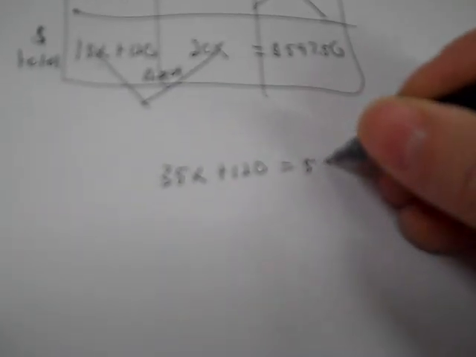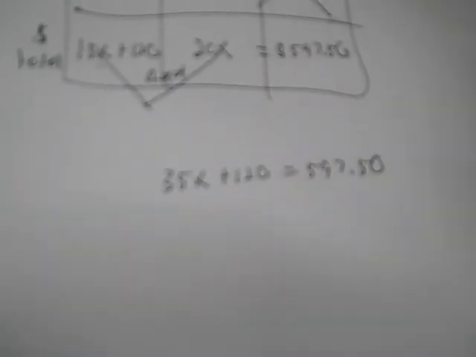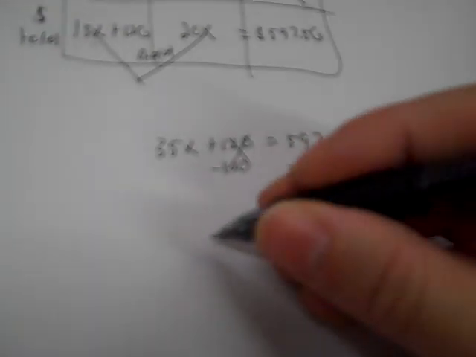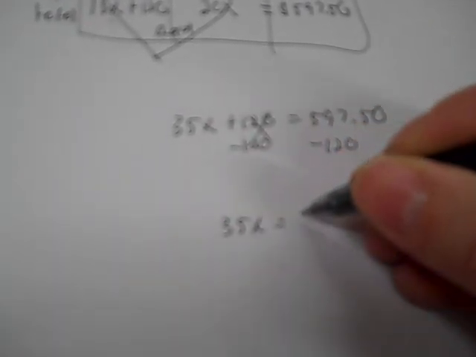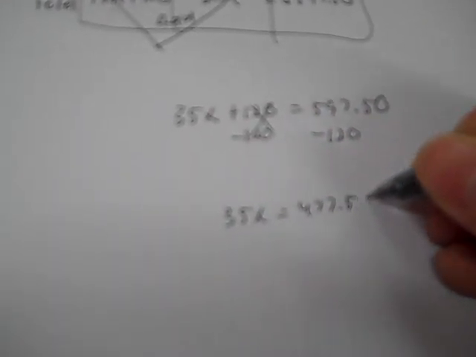Now these x's are on the same side of the equals, okay? So if they're on the same side, you just need to combine them by adding them together. So 15x plus 20x is 35x plus the 120 equals 597.50. Okay, now I can solve for x pretty easily. Minus 120 minus 120. That's going to be $477.50.